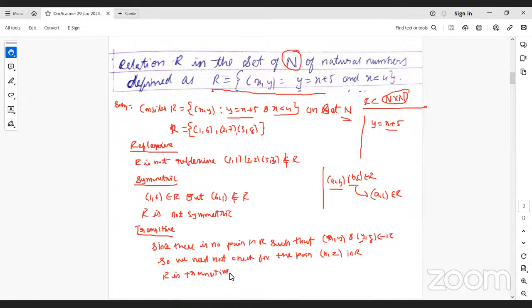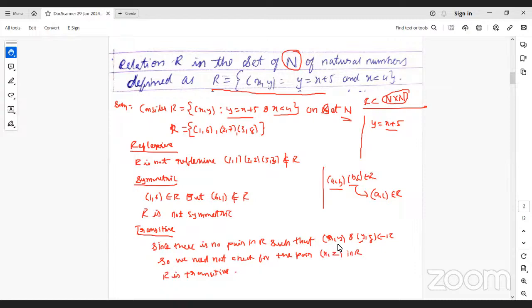See, this relation is not reflexive. It is not symmetric, but it is transitive. Okay, the reason for transitivity is this: since there are no initial ordered pairs.